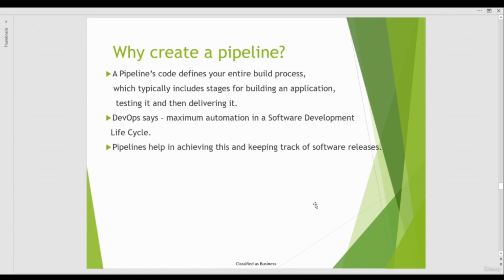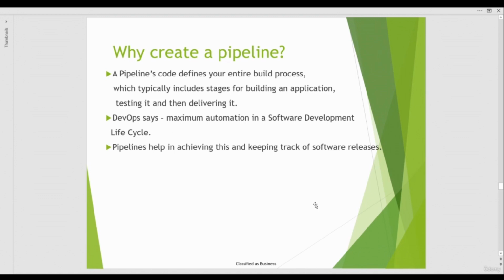A pipeline code defines your entire build process, which typically includes many stages. For example, building an application, testing it, performing code analysis, performing software composition analysis, delivering it, etc. So we are making sure all these stages are defined in the process through a pipeline.